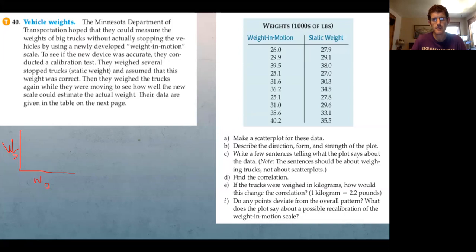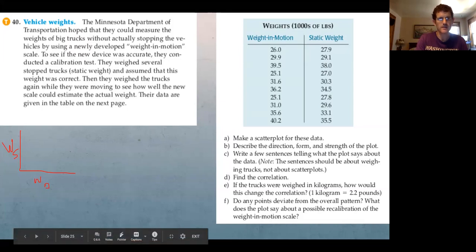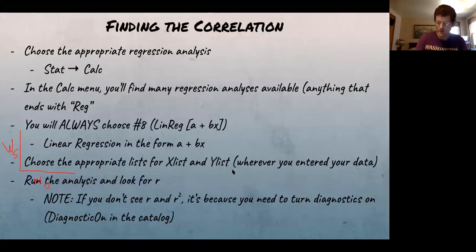Now I'm gonna skip part C. And the next thing that you need to know is how to find the actual correlation, the numerical correlation coefficient. So you've got your lists put in. I'm going to go back real quick. And here's what we do for this. It's really not that bad. There's a few things I wanted to point out on this.